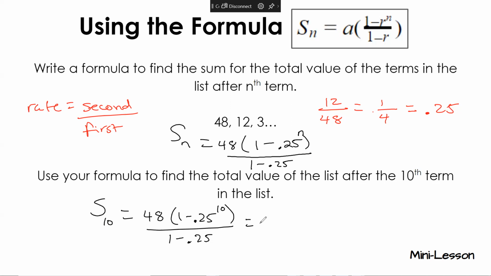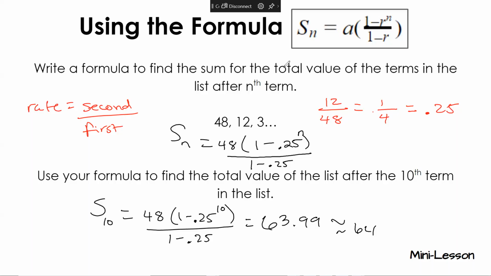And we're going to take that and plug it into decimals. So we've got 48 times 1 minus 0.25, and we're raising it to the 10th power. Then we're going to divide it by 1 minus 0.25, which is just 0.75. So this would give us 63.99, which is about 64.